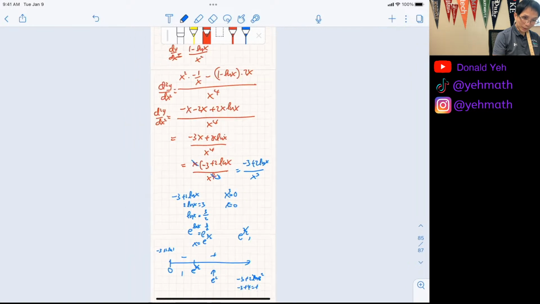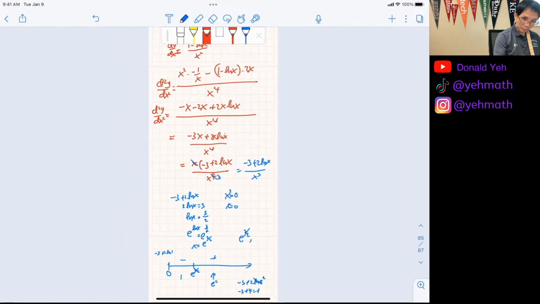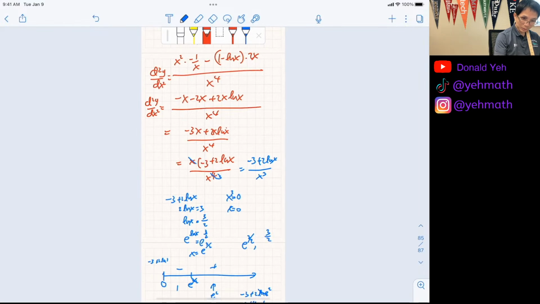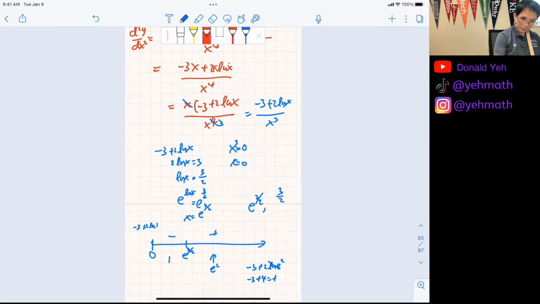And if I plug that into the original function, what am I going to get? Let me see. 3 over 2 divided by e to the 3 over 2, so 3 over 2 e to the half. So 3 over square root e. And that was my answer for the inflection point.